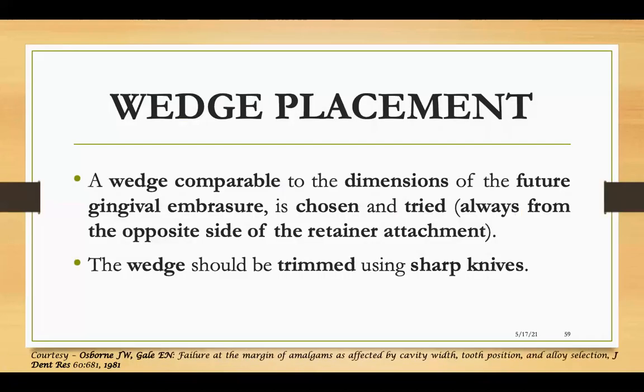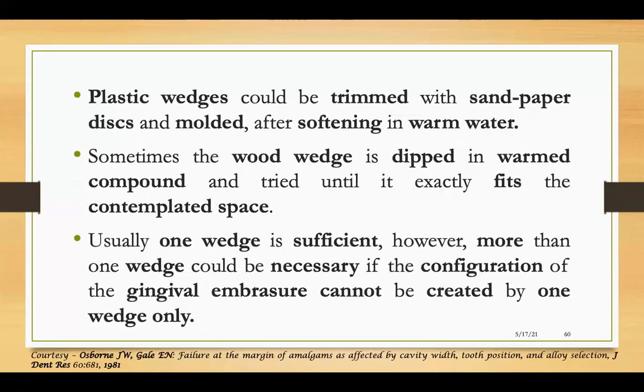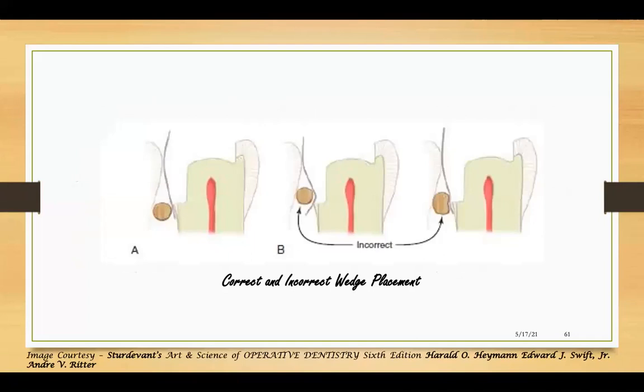Wedge placement comparable to the dimension of the future gingival embrasure is chosen and tried. The wedge should be trimmed using sharp knives. Not very important. Let's go. The correct and incorrect wedge placement, as you can see in image 1.